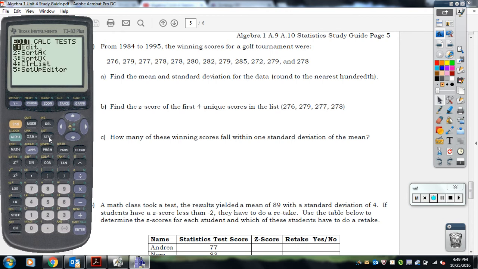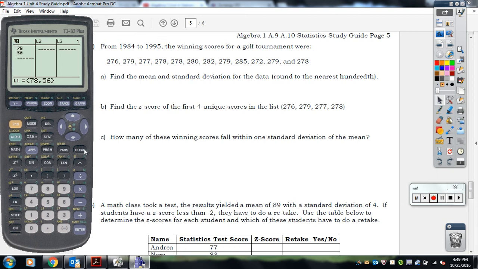If you remember, you hit the stat button. Then I'll hit edit, so I can hit the number 1, or I can hit enter, because it's already on number 1. And I'll put all these numbers in my list. If you already have numbers in here and you need to clear them out, please don't hit the delete button. I mean, that might clear one, but if you go up to the top and hit delete, you're going to delete your entire list 1, and we're not going to be able to help you get it back.